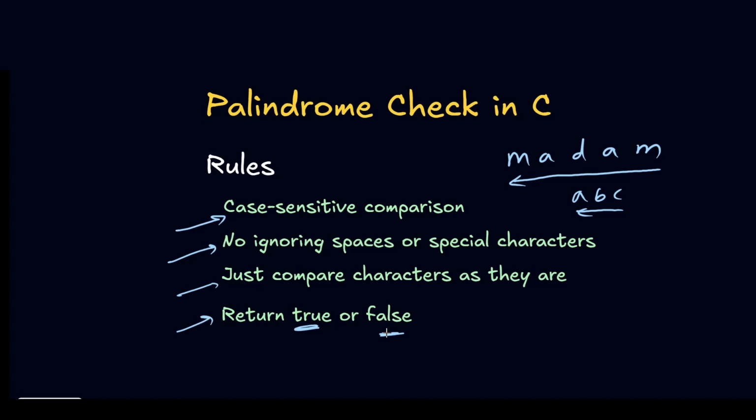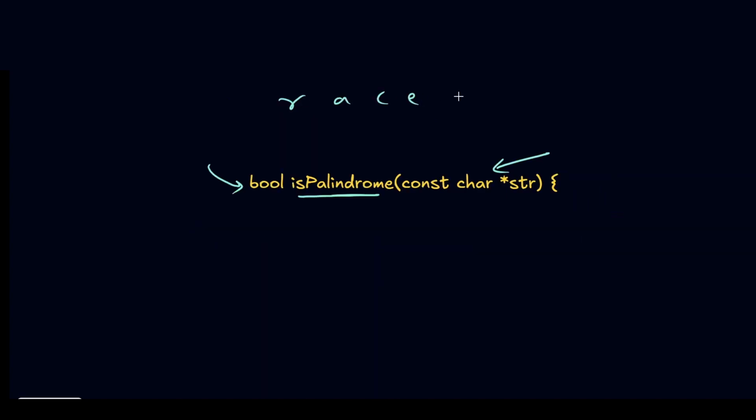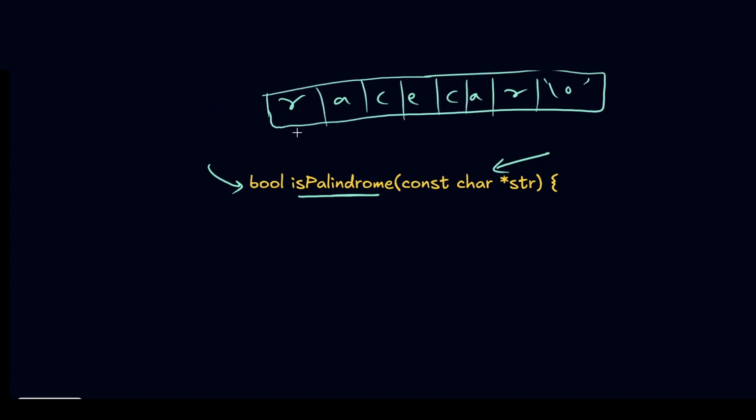Let's build the logic step by step. Let's say we have "race car" as our input string, and as we know, a string terminates with a null terminator character. What is a palindrome string? It should read the same forward and then backward. So if you read from backward, again this is "race car".